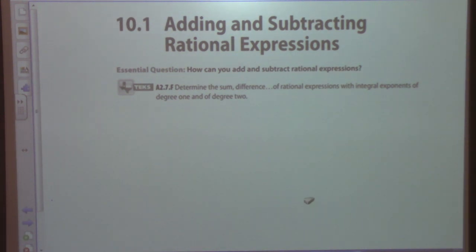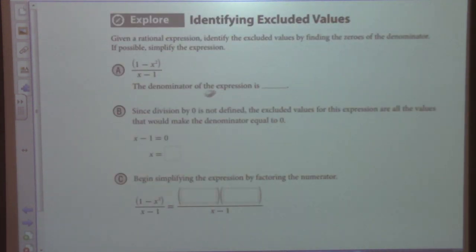Now, I'll show you what it is. Here's what rational expressions are. They are expressions with an unknown, a variable, in the denominator. That's the definition of a rational expression. Before starting some exercises today, we're going to identify a few characteristics of what we're trying to do.